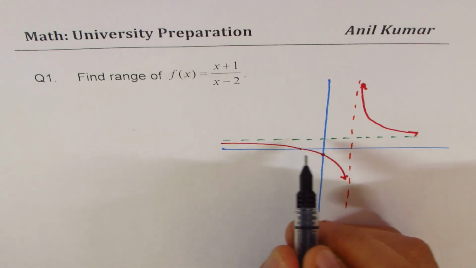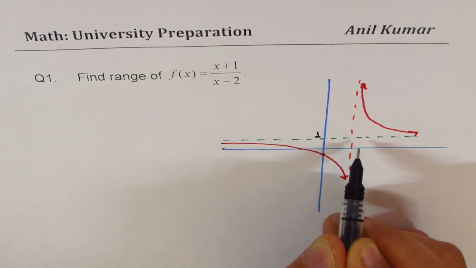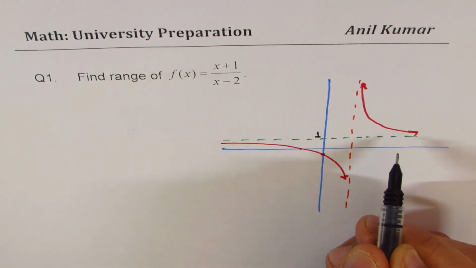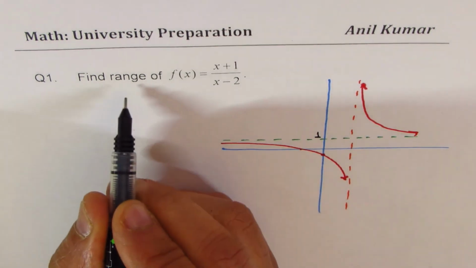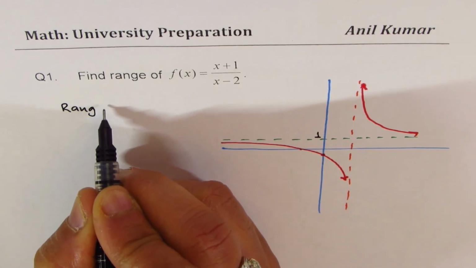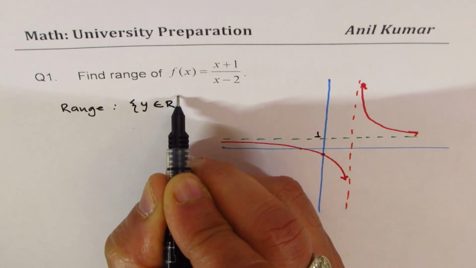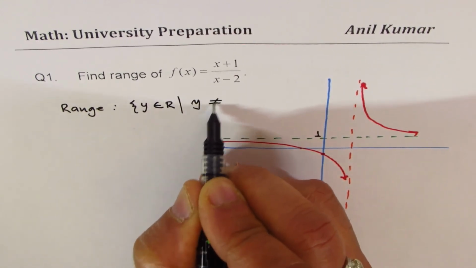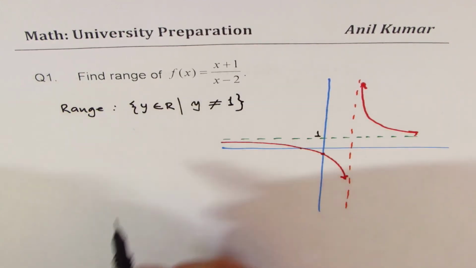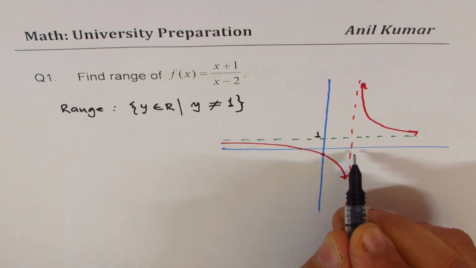Range clearly is that we have a horizontal asymptote at y equals 1. And this time the graph is not crossing the horizontal asymptote. It might in some case. Remember that, right? So anyway, to answer the question, the range here is given as y belongs to real numbers such that y is not equal to the horizontal asymptote, which is 1. Correct? So I hope that helps you to recall some of the concepts, right?